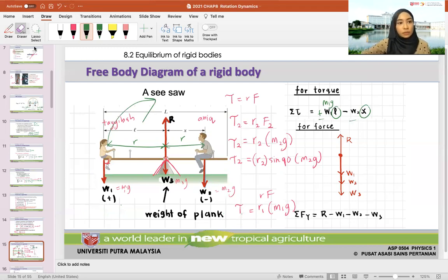Okay, so does anyone have any questions about this equation, specifically this equation?